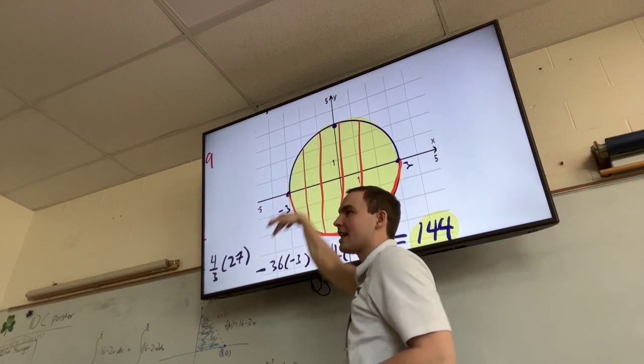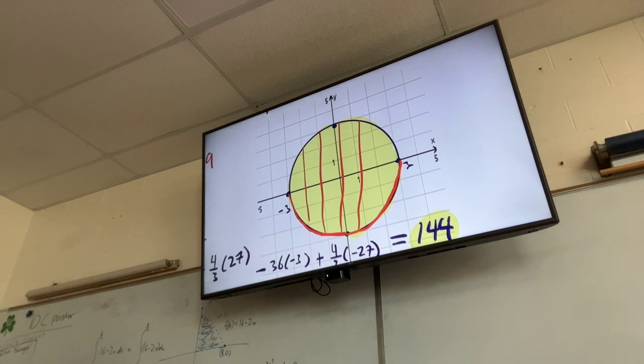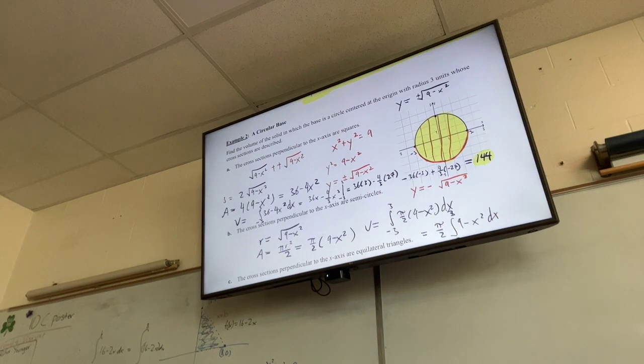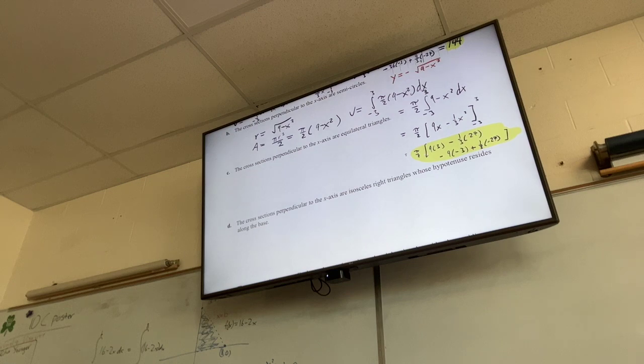So what's the length of one side of the triangle going to be given by? Yep. So it's just going to be, again, 2 times the square root of 9 minus x squared. So s equals that. And the area of each one is going to be root 3 over 4 times s squared. Cancel. Volume equals root 3 times the integral from -3 to 3 of 9 minus x squared dx.